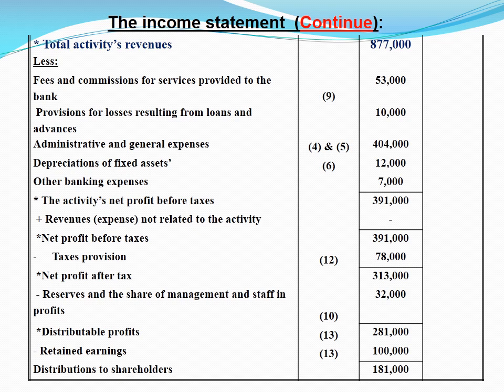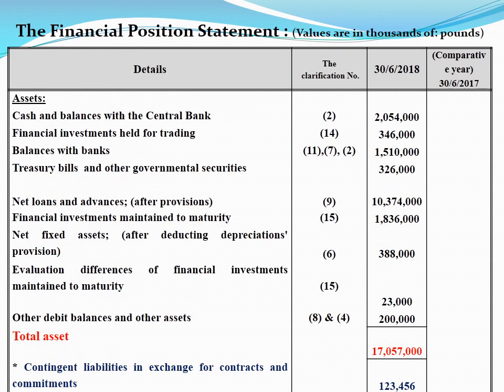This is net profit before taxes 391 minus tax provision 78, clarification number 12, which gives net profit after tax. Reserve and share of management and staff, distribution of profits, or distributable profits, retained earnings 100, so they distributed to shareholders 181. Regarding the financial position statement, values are in thousands. I also have a comparative year to compare with June 30th, 2018, if I have the figures, so it is very good to compare.